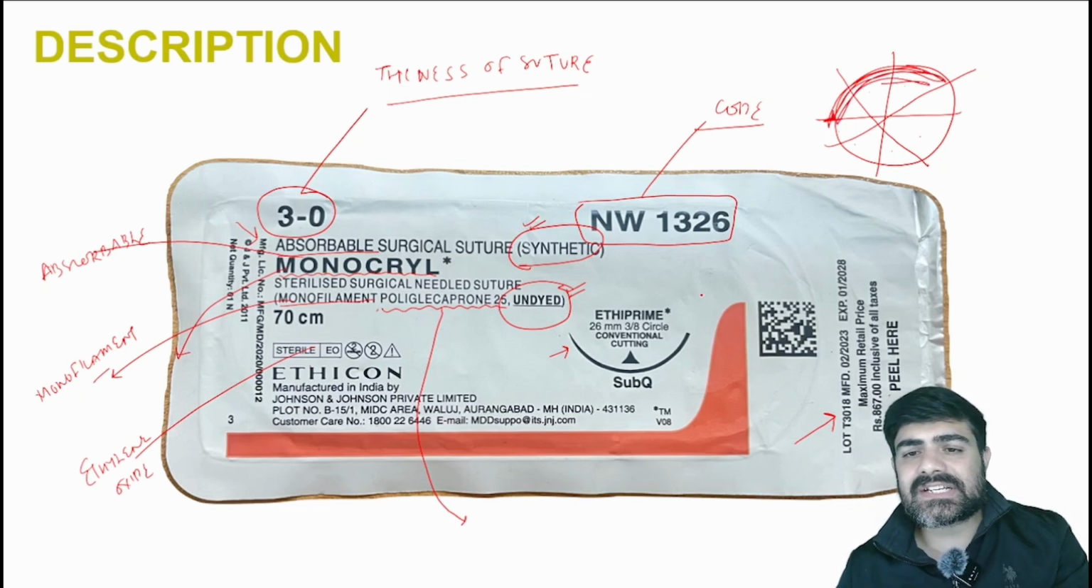Then it is a conventional cutting needle. On cross section it looks like this. This is cutting, so the tip is towards up, this is a cutting needle, fine. Then this 26 mm is the diameter of the needle from tip to this end. So this is 26 mm.